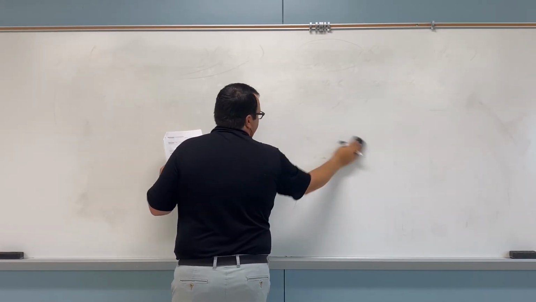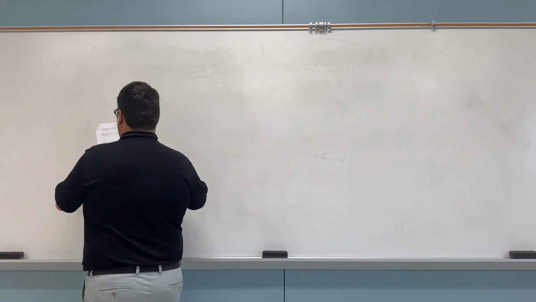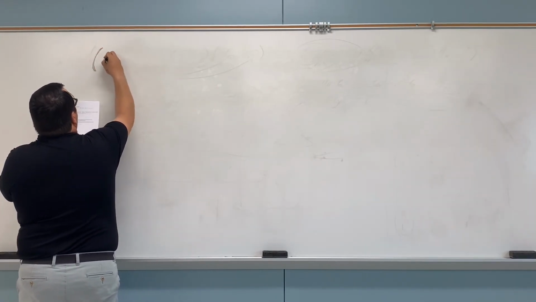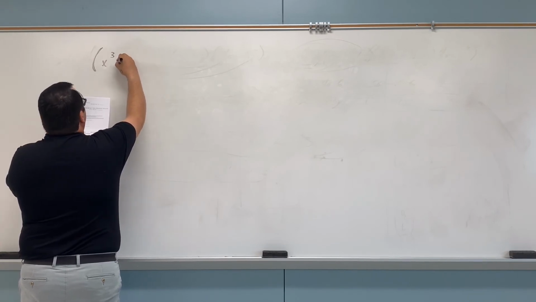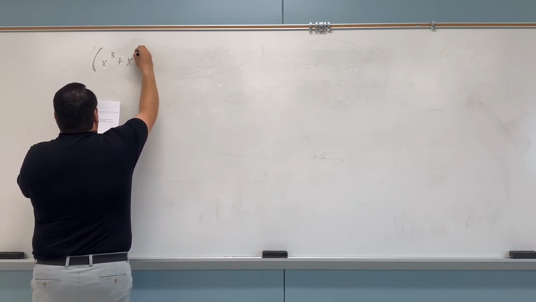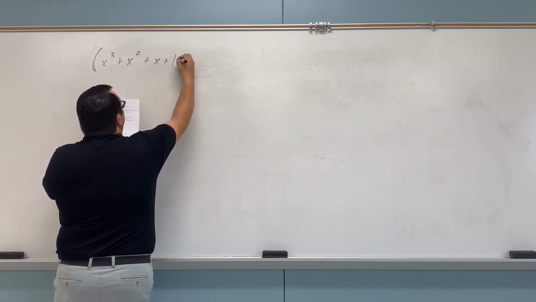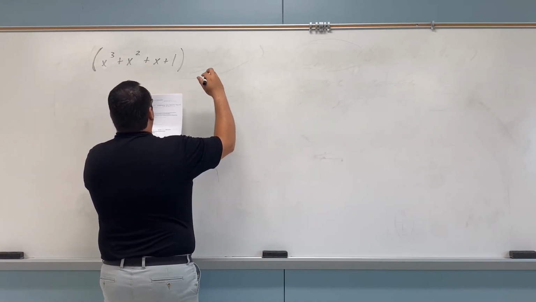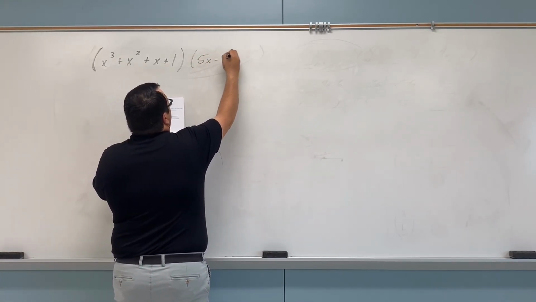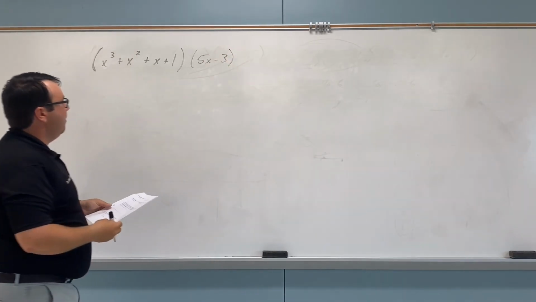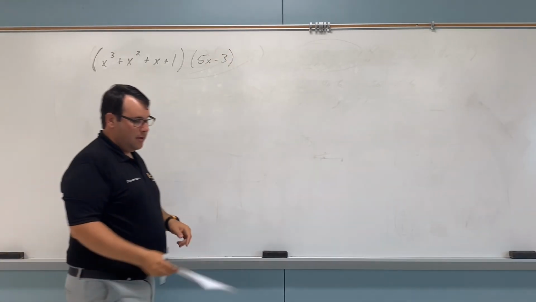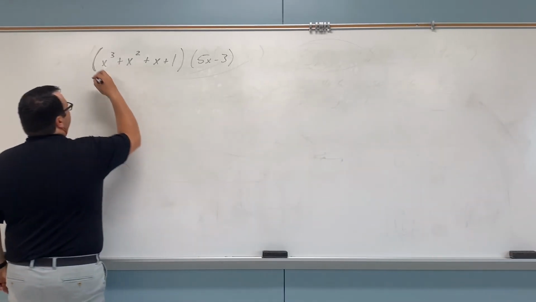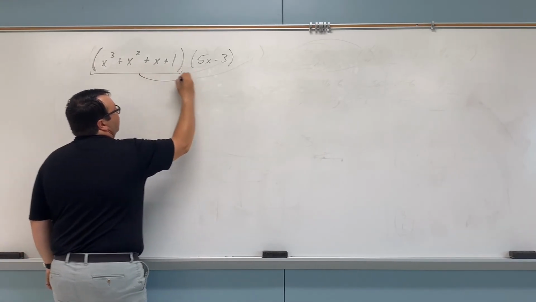We're going to do one more example to conclude this section. So, my next example. I'm writing too fast. My marker is not showing up. So I have x cubed plus x squared plus x plus 1 as my first polynomial. And my next polynomial is 5x minus 3. So I have a 4-term polynomial against a binomial. So again, I'm going to distribute.